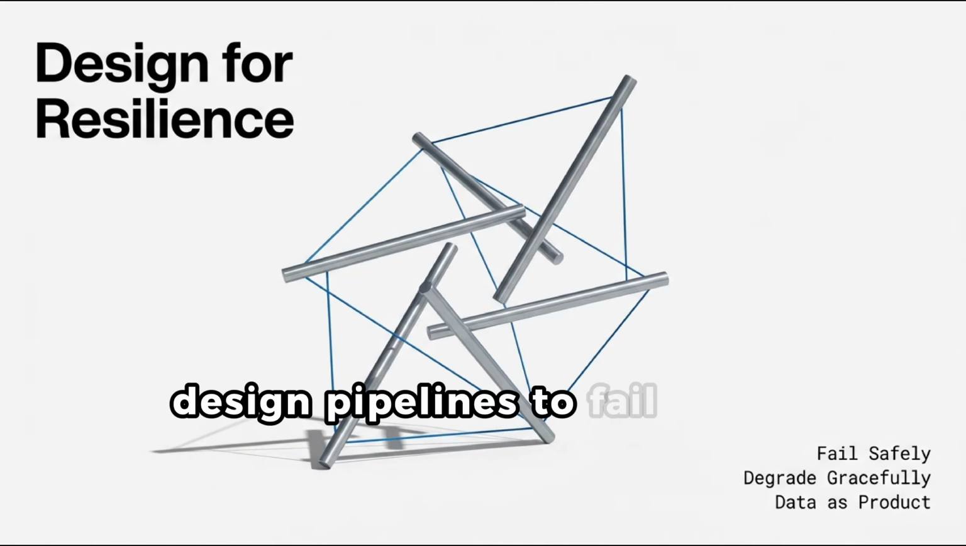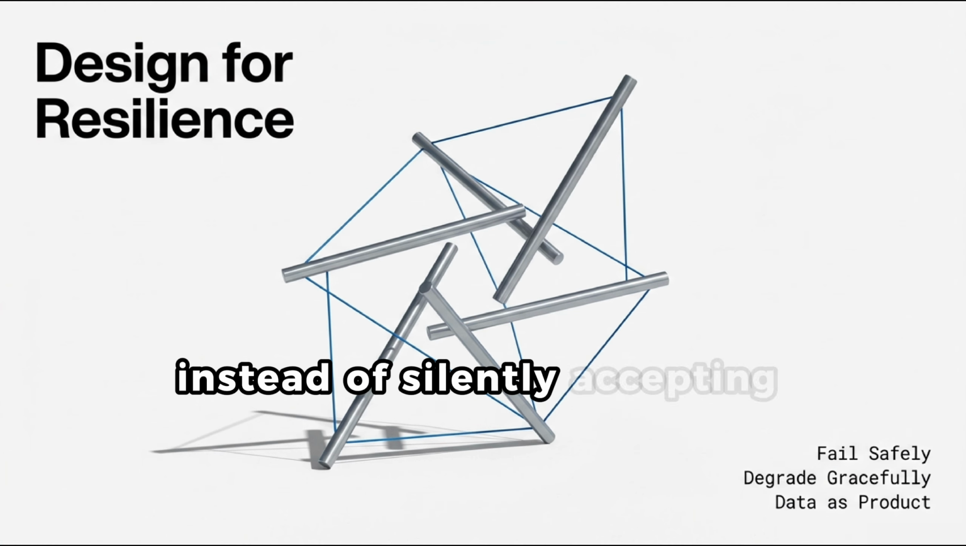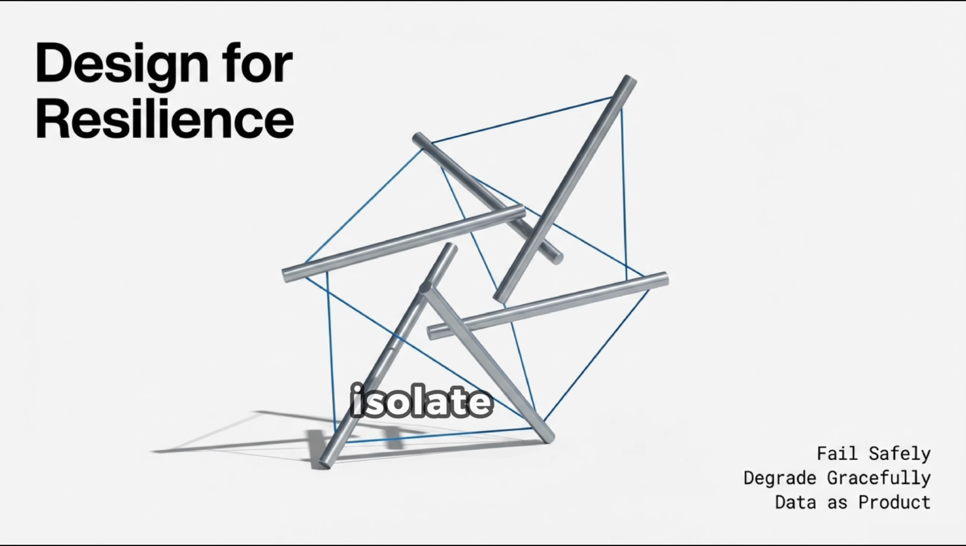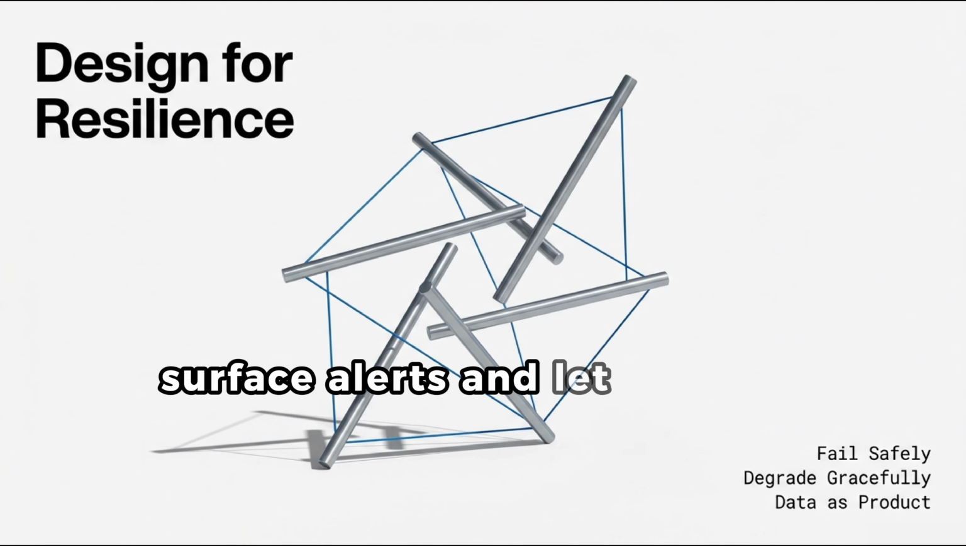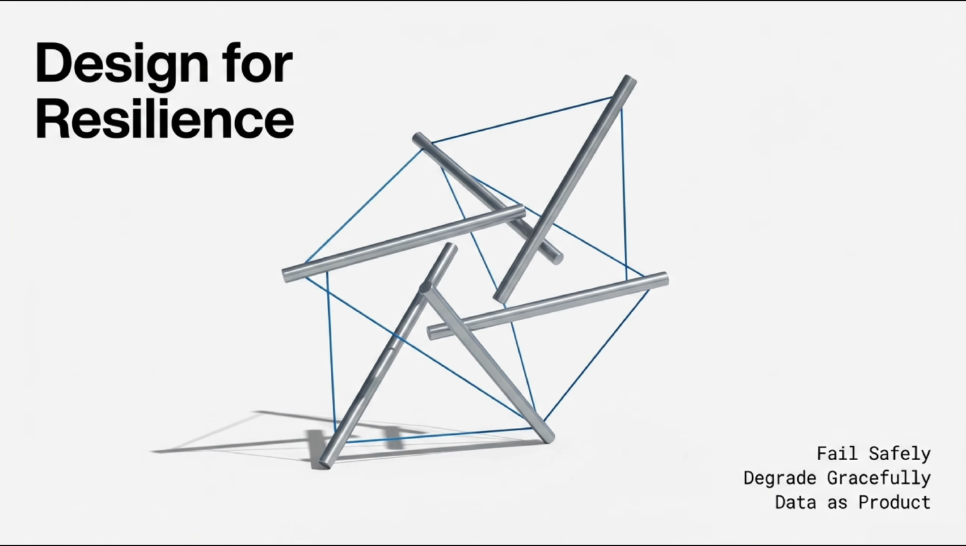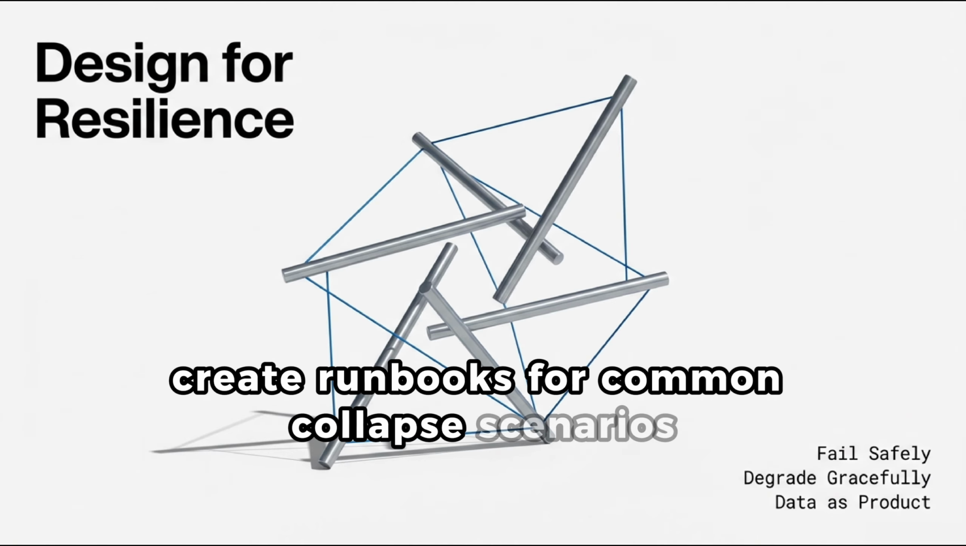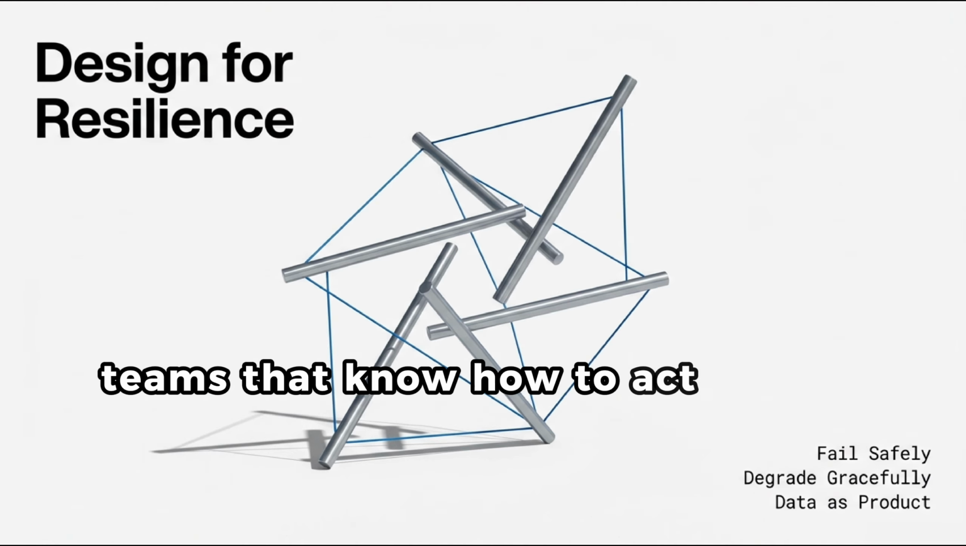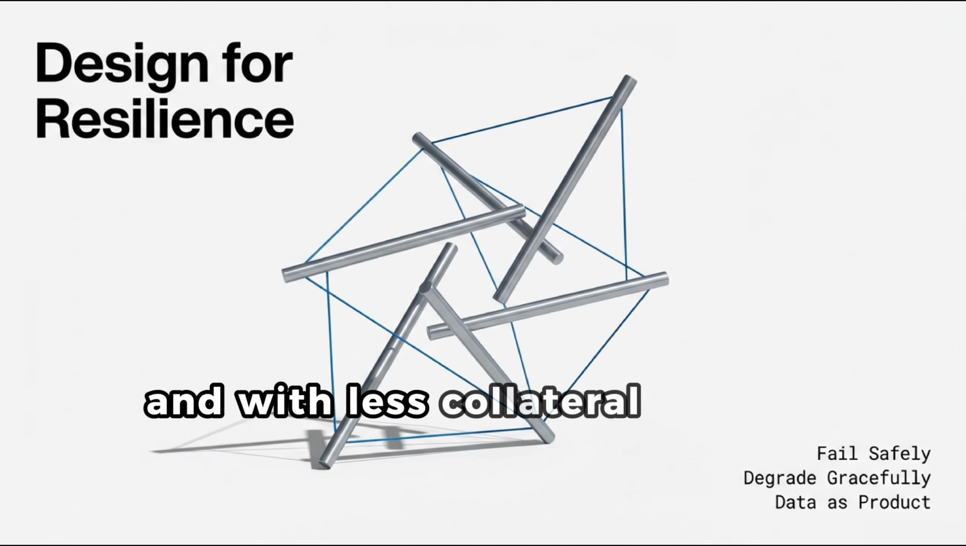Finally, adopt a resilient mindset. Design pipelines to fail safely. Instead of silently accepting malformed records, isolate them, surface alerts, and let systems degrade gracefully. Create runbooks for common collapse scenarios. Teams that know how to act recover faster and with less collateral damage.